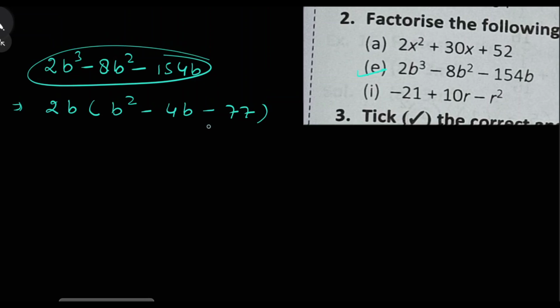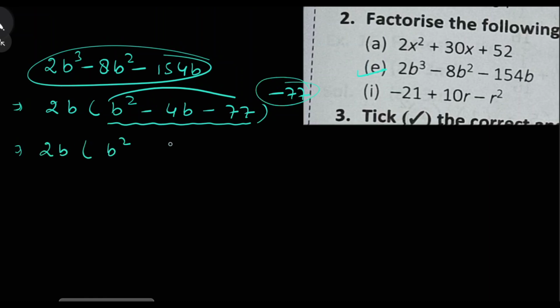Okay, so this is now a quadratic expression. Now we're going to solve this quadratic expression. So 77 into 1 we will have minus 77. We have to split 4 in such a way that on multiplying we get minus 77. Now as we know, 11 into 7 you will get 77, and 11 minus 7 you will get 4. So in these numbers you have to split the 4.